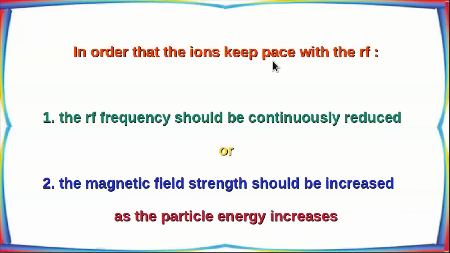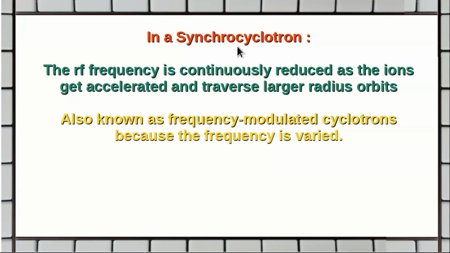If you want to keep the ions in phase with the RF, there are two methods. The first one is the RF frequency should be continuously reduced to keep pace, or otherwise the magnetic field strength should be increased proportionately as the particle energy increases. So the compensation can be done in both these ways. In a synchrocyclotron, the RF frequency is continuously reduced as the ions get accelerated and traverse larger radius orbits. This is also known as frequency modulated cyclotrons because the frequency is varied.